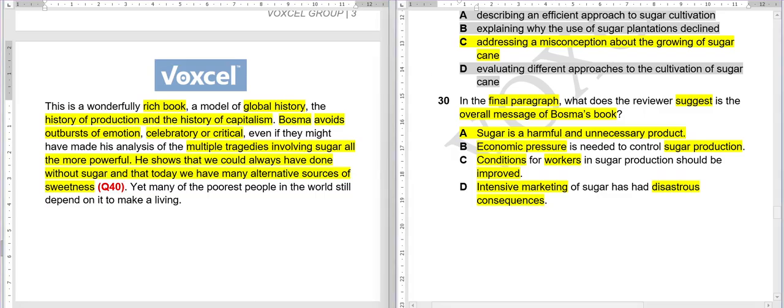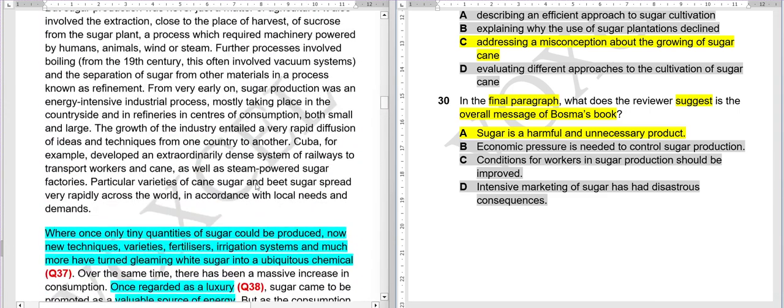Let's see why the other options are not our answer. So, economic pressure to control sugar: there is no mention of controlling sugar production. They have talked about workers here, the poorest people making a living on it, but there is no mention that their conditions should be improved. And there is no mention of marketing either. So obviously our answer to this is option A. I hope it is clear.